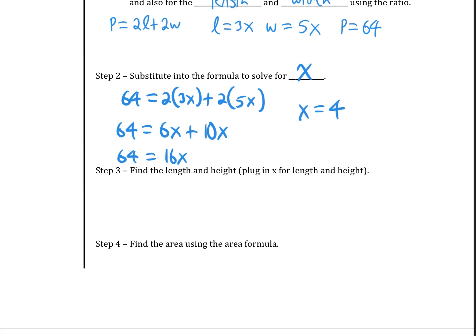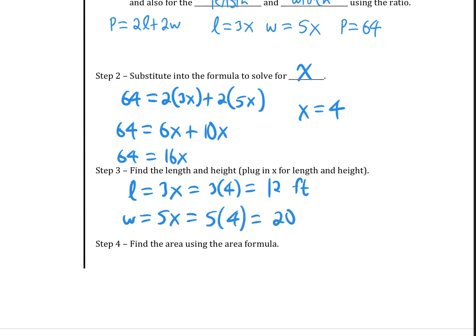Are we done? Well, not quite. Now we need to plug in for the length and the height. Remember, the length was 3x and the width was 5x. So now we can take our x, do 3 times 4, which equals 12 feet. And we can do 5 times x, which was 4, for the width, which was 20 feet. And those are the length and the width.